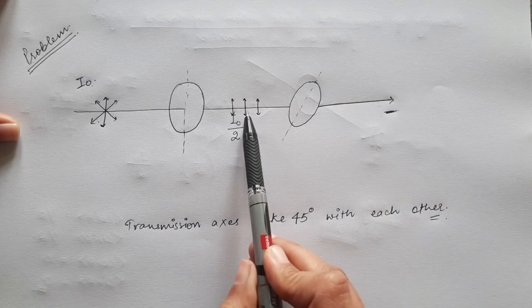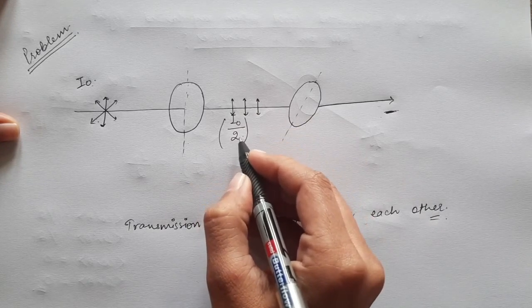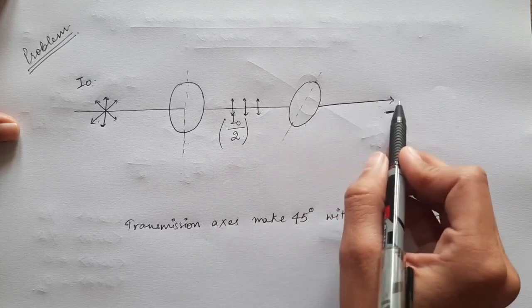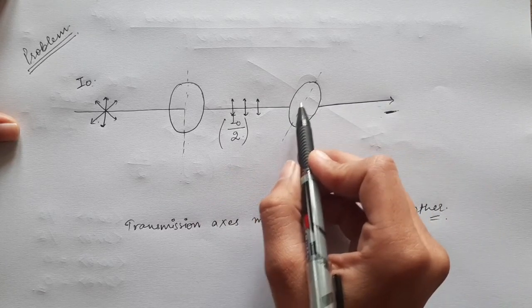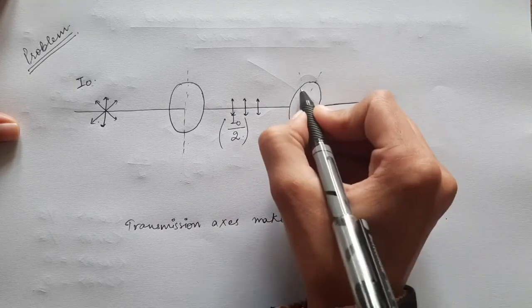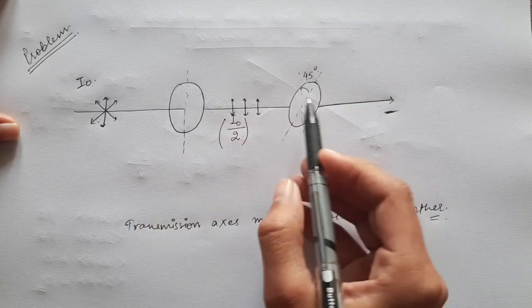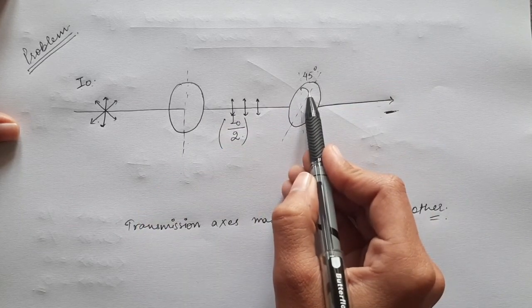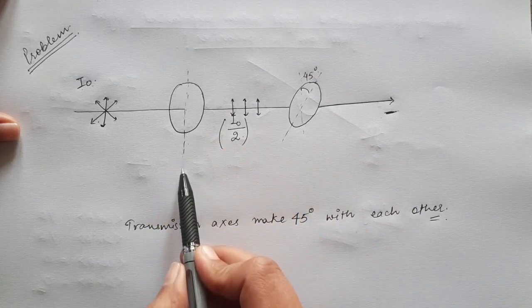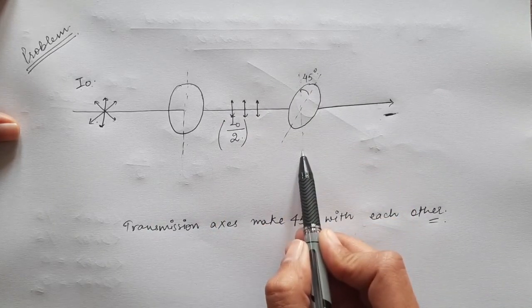So the intensity of this light is equal to I0 divided by 2. This is the maximum intensity that can be passed through this polarizer. But we are given that this polarizer makes an angle of 45 degrees with the transmission axis of the first polarizer. So this angle is given as 45 degrees. Now this vibration is parallel to this transmission axis. This vibration is parallel to this perpendicular line which we have drawn.